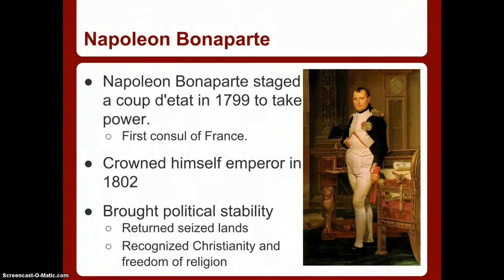Now, one of those people that was part of the Directory was an individual named Napoleon Bonaparte. And eventually he's going to stage a coup d'etat in 1799 to take power. And he's going to become the first consul of France. He will crown himself as emperor in 1802. And what Napoleon does is he brings stability to the region. Okay? So we have a return of seized lands from the earlier French Revolution. Christianity is recognized, and also the freedom of religion is implemented.